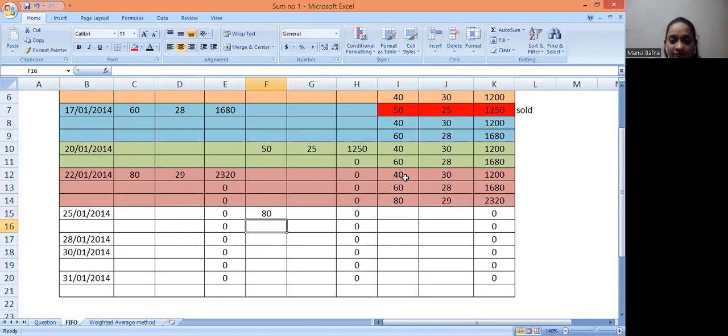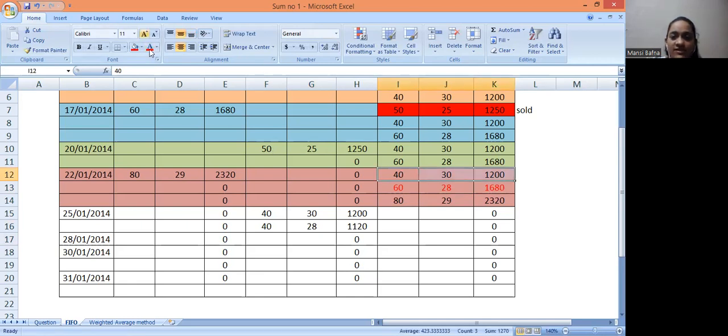Now we have to listen carefully. On 22nd of January, we have stock of 40 units, which is costing rupees 30 each. So first we will utilize this stock. So here I will get 40 units at the rate rupees 30. Now we have to sell total of 80 units. So out of this 60 which is there, sorry, only 40 units we are going to be using at the rate rupees 28 each. I repeat, this 40 will be completely gone.